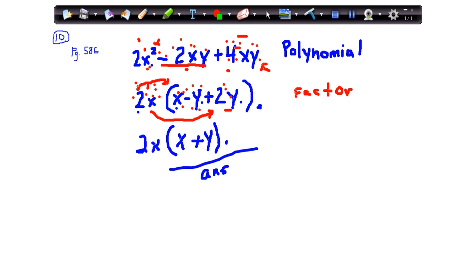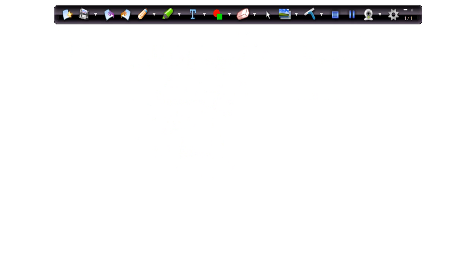Okay, so let's continue with the next problem. Let's erase this one. And the next problem is number 11. And of course, out of the GED book. And this problem is also on page. Okay, so this problem is on 586. And let's read it. You have your book. Follow along, please.